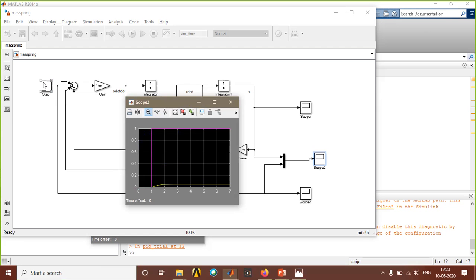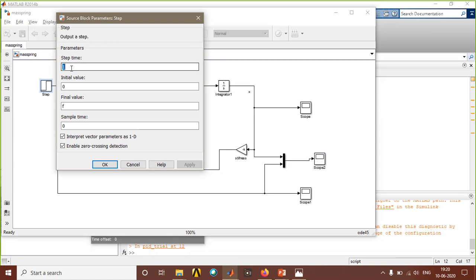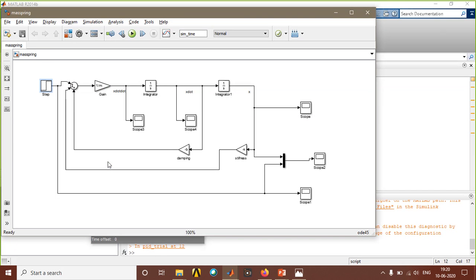Step setting, you can open. Step time, if you put 0 at the beginning of the system, you are going to have that. Okay, my final value is f. For f, I put 1 in my script. So at 1 second, the force f is going to act upon my system. For that, my whole system is going to respond.